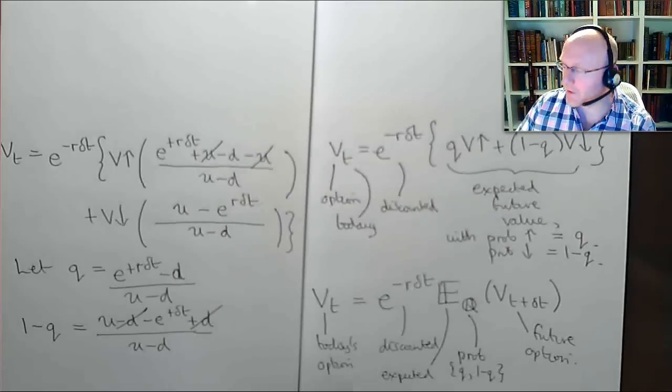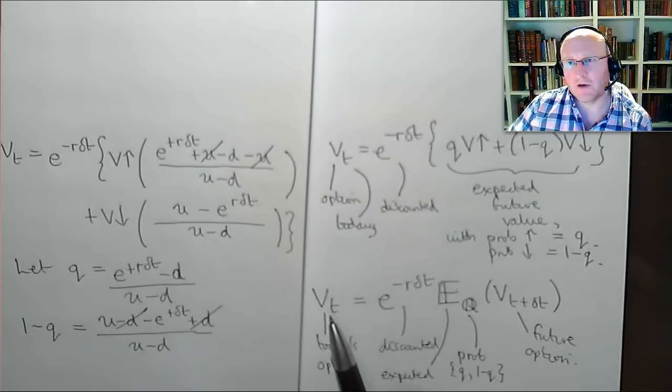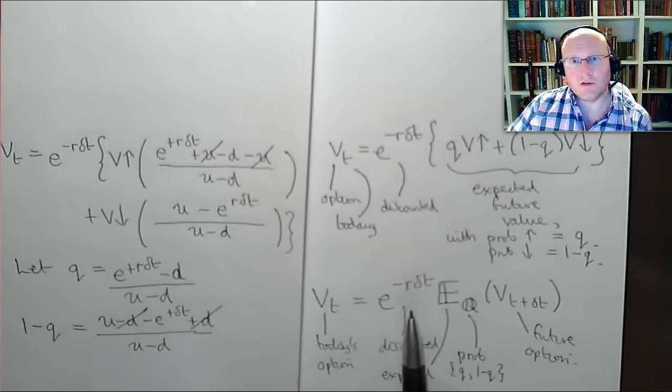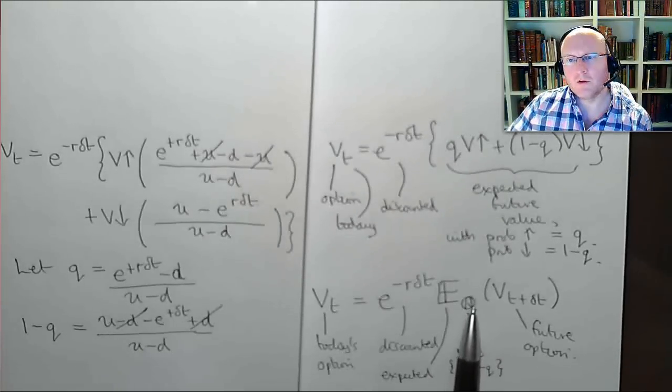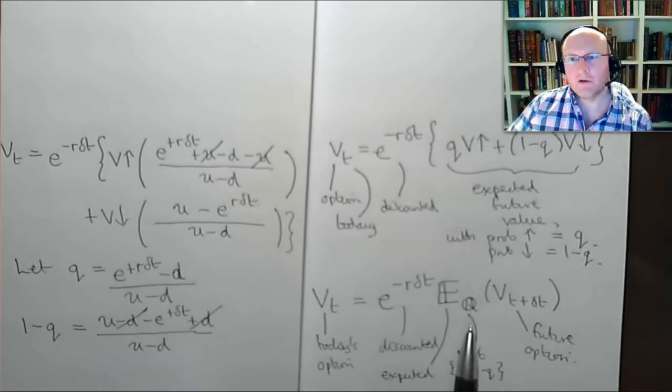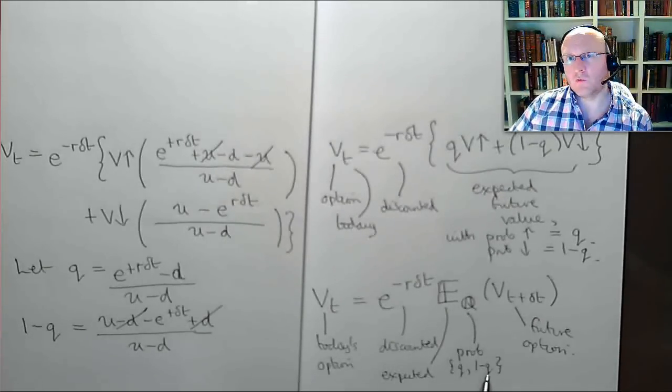Okay, well, thank you for watching. In this tutorial I've demonstrated how, by taking the very simple one-step binomial model, we can express today's option value as a discounted combination of expected future values, provided that we move from our true probabilities to what's called the risk-neutral probabilities, q and 1 minus q.